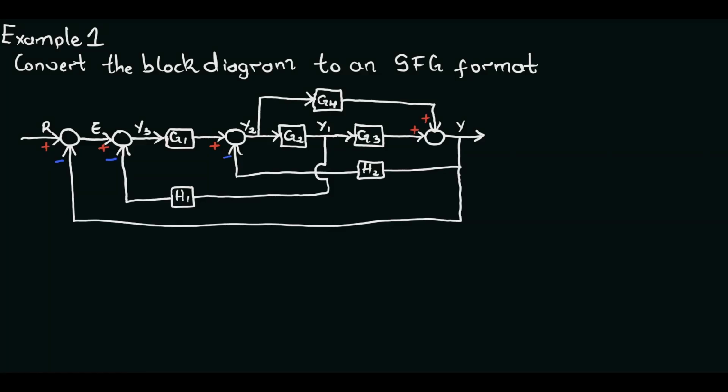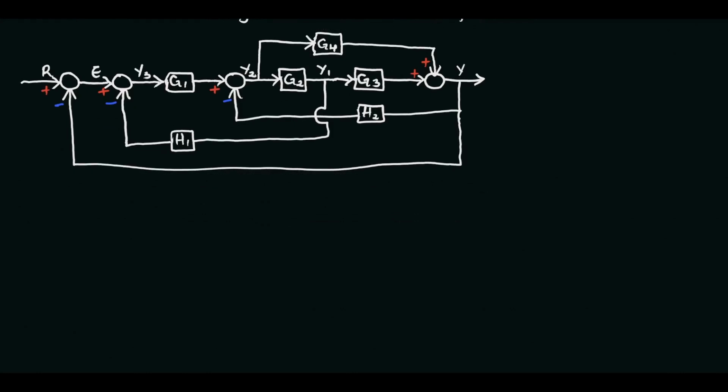We have a question here which says convert the block diagram to a signal flow graph format. First thing you need to do is identify the nodes, which is your R, E, Y3, Y2. Your nodes are your system variables. So you identify the nodes Y3, Y2, Y1, and your Y.